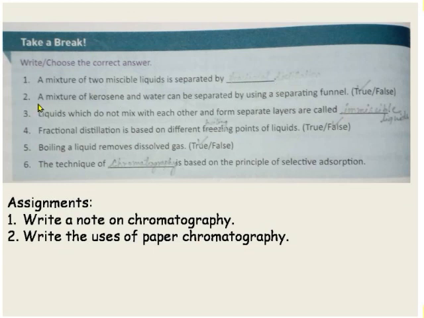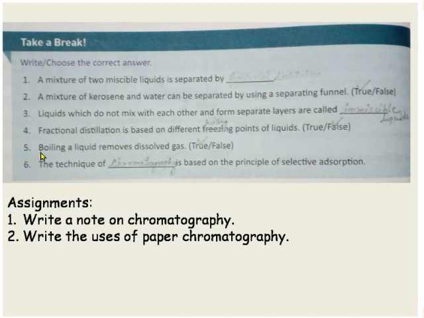Question number 2. A mixture of kerosene and water can be separated by using a separating funnel. Yes, it is true. Question number 3. Liquids which do not mix with each other and form separate layers are called immiscible liquids. Question number 4. Fractional distillation is based on different boiling points, so it is a false statement. Here it is written freezing point, but it will be boiling points.